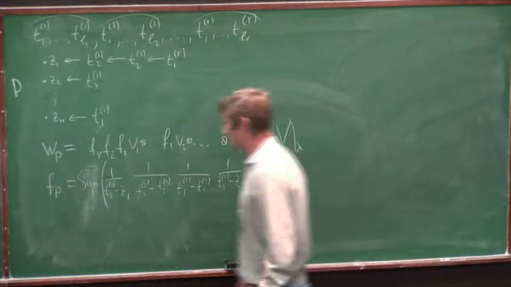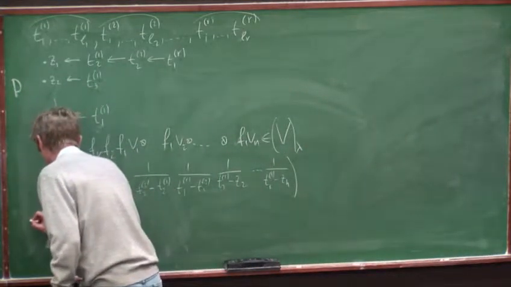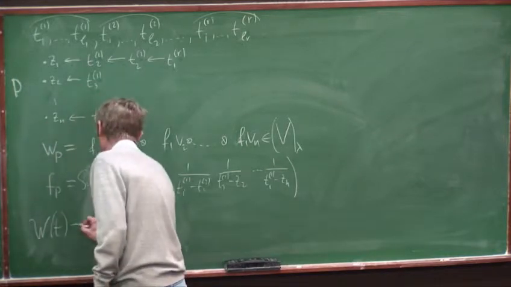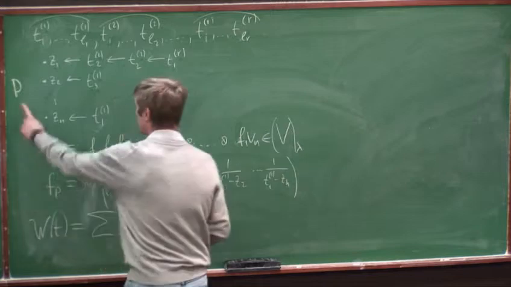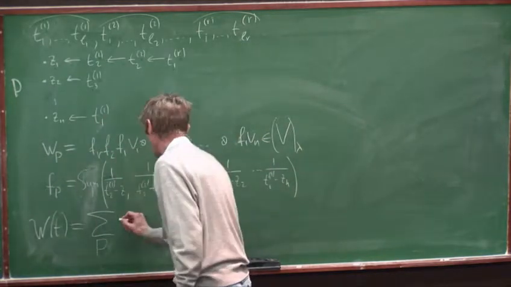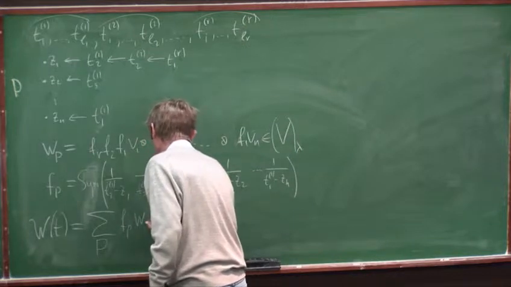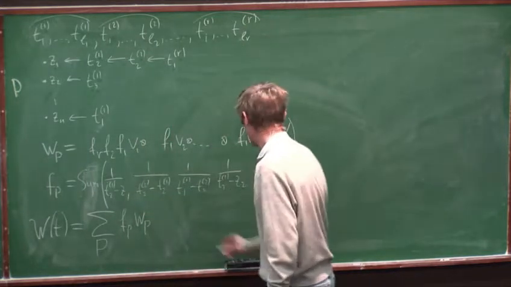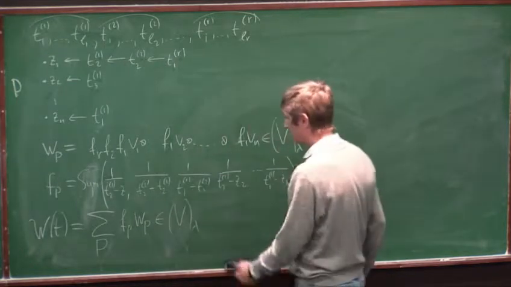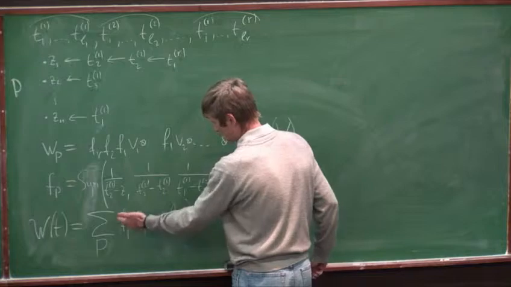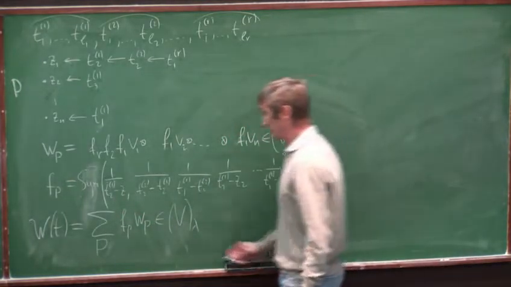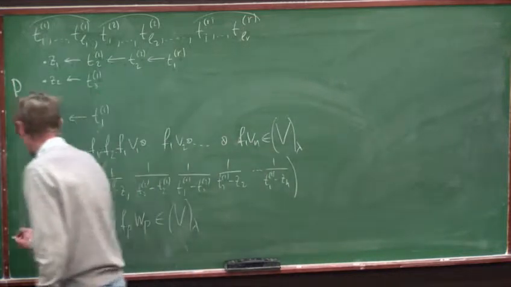And then finally, I can define what is called the beta function, W, depending on T. It is the summation of all such possible P assignments when you multiply Fp times Wp. So this is now a vector again in V lambda, but now it has coefficients. It is a rational function of all variables, T's and Z's. So this is what is called the weight function.